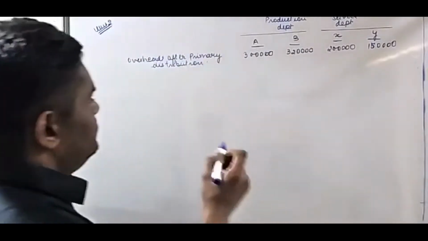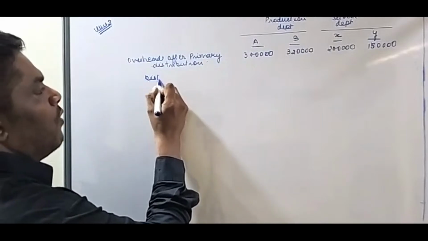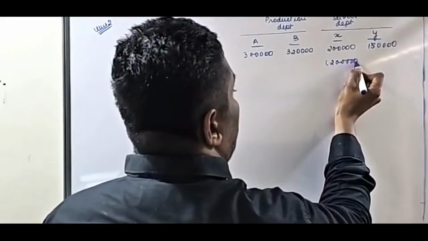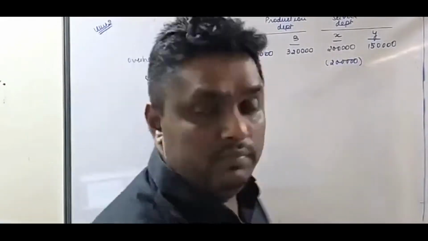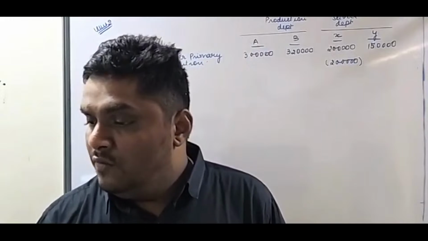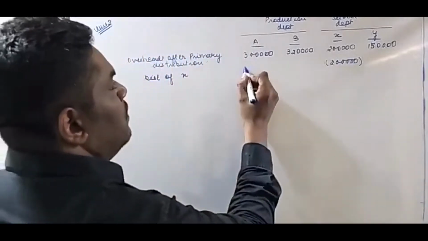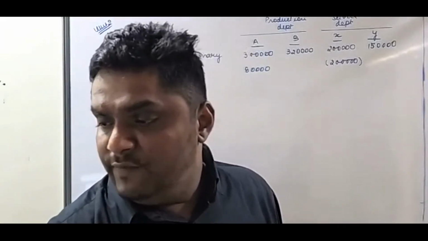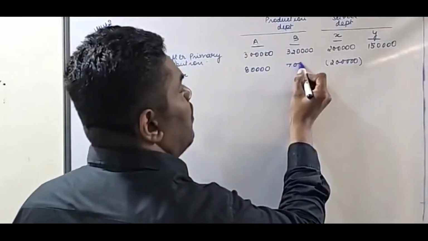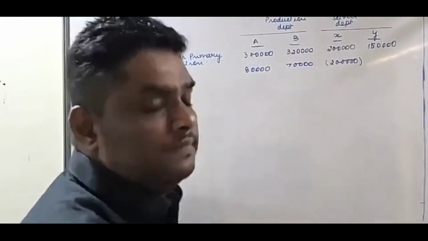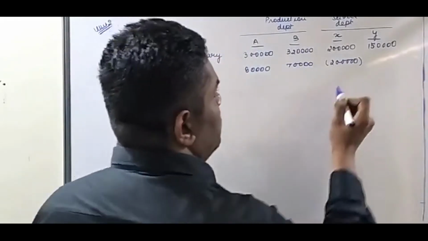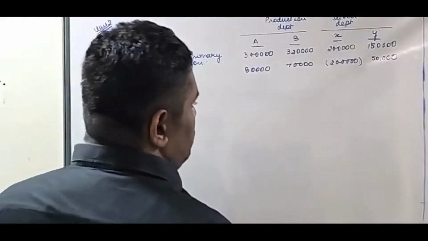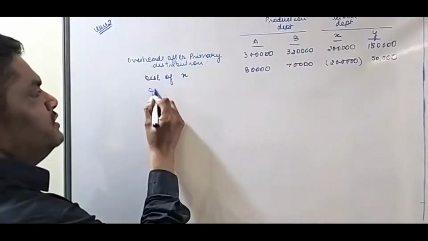So when talking about the distribution of X, 40% goes to A, that is 80,000 goes to A, 35% goes to B, and 25% goes to Y. So now we are done with the distribution of X, not the distribution of Y.